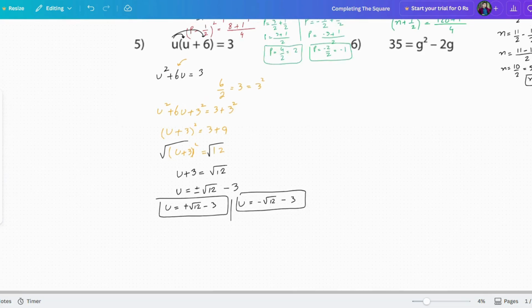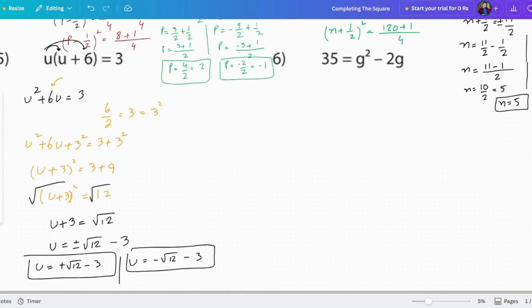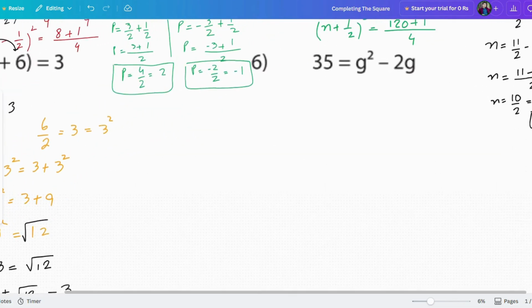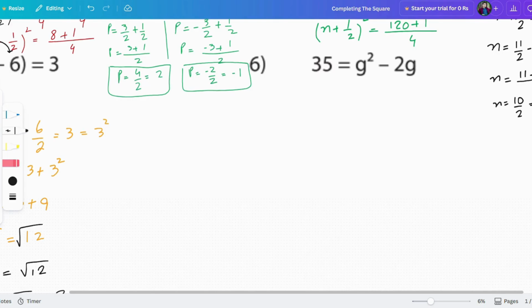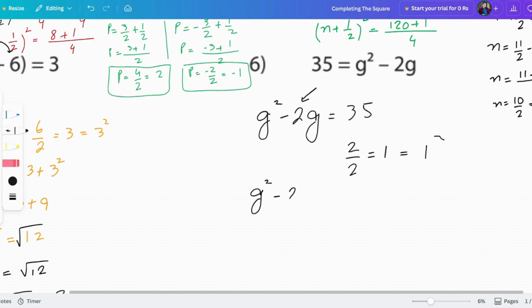So now let's just move towards the last question over here, which is 35 is equivalent to g square minus 2g. So I'm just going to rearrange it. g square minus 2g equals 35. I'm going to take this 2 and divide it by 2, that's equivalent to 1, and then I will simply square it. Okay, so g square minus 2g plus 1 square equals 35 plus 1 square.